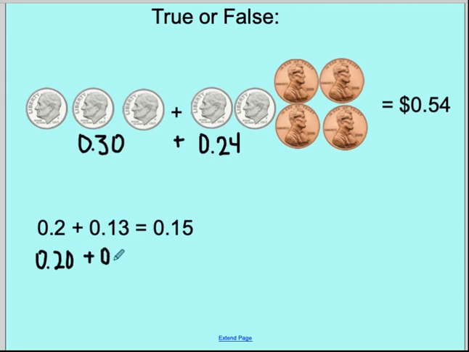Well, now we can imagine that that would be the same as 2 dimes over here plus 1 dime and 3 pennies. So that can't be 15 cents. It's got to be something else. It's got to be this. So this one is a big old false. All right, so we had a true here and a false there.